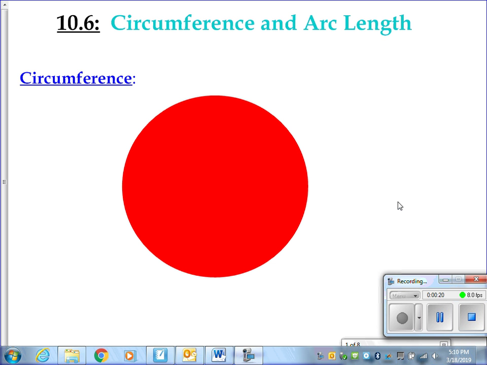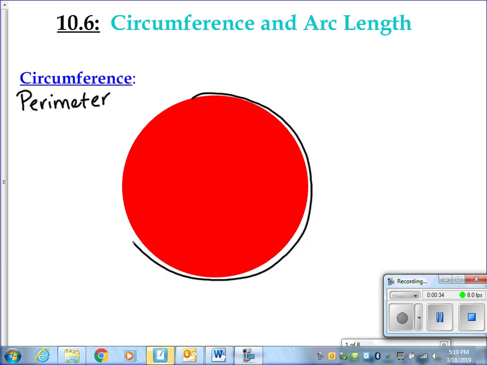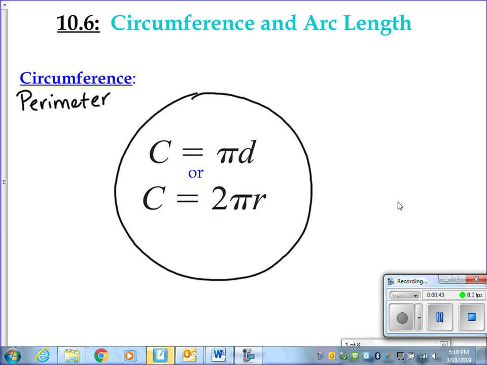So in case you do not remember, circumference is just like perimeter. So basically, what is the length around a circle? And there are two formulas for finding circumference. They're both on your formula sheet if you don't remember them. But just jot them down. You have circumference equals pi times diameter, or circumference equals 2 times pi times radius.